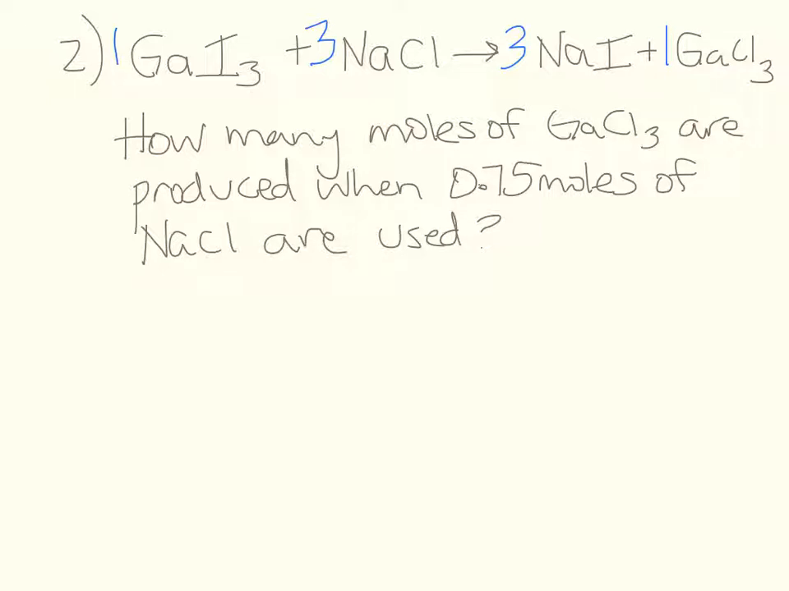All right, so now that we've got a balanced chemical equation, let's take a look at the question being asked. It says, how many moles of gallium chloride are produced when 0.75 moles of sodium chloride are used? So here we're trying to figure out how many moles of gallium chloride are produced when, instead of 3 moles, we're actually starting with 0.75 moles.